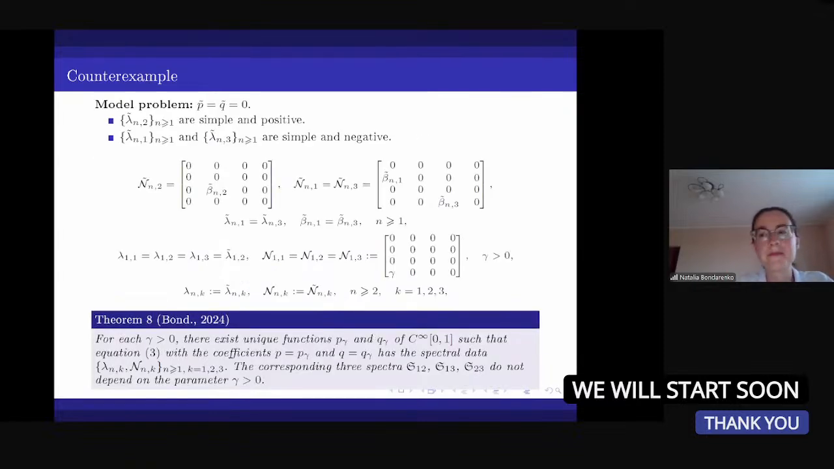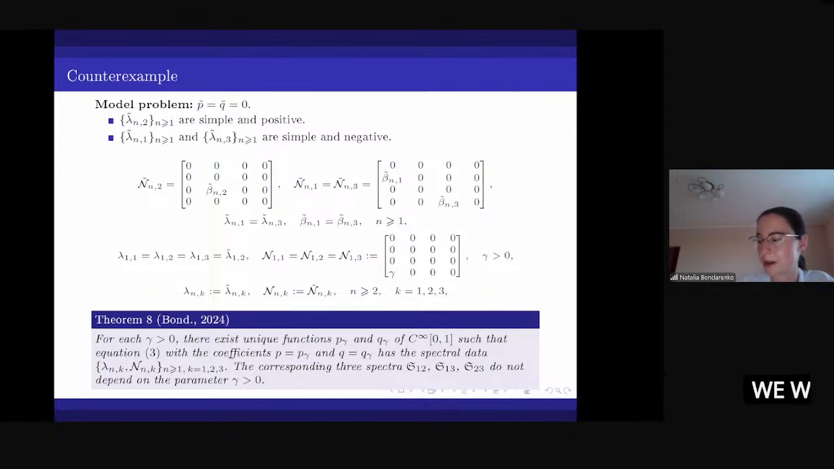Next, how the method of spectral mappings works. For this method, we have to choose some model problem and then consider a perturbation of the spectral data for this problem, and then construct some new problem, which will be our counterexample. As the model problem we choose the problem with zero coefficients, so we consider p-tilde and q-tilde equal to 0.